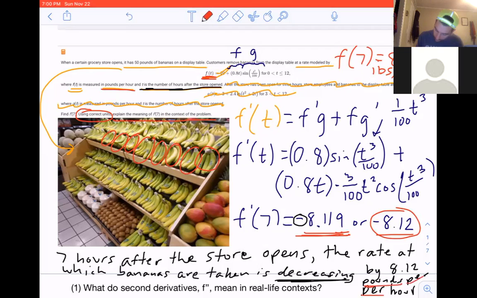So the whole point of this video is going to be to try to make a little more sense of why this answer is what it is, what a second derivative means in context, and what is the rate of change of the rate of change. So the thing I want you to think about is, as you start this objective, what do second derivatives, like simply f double prime of x, mean in real life context?